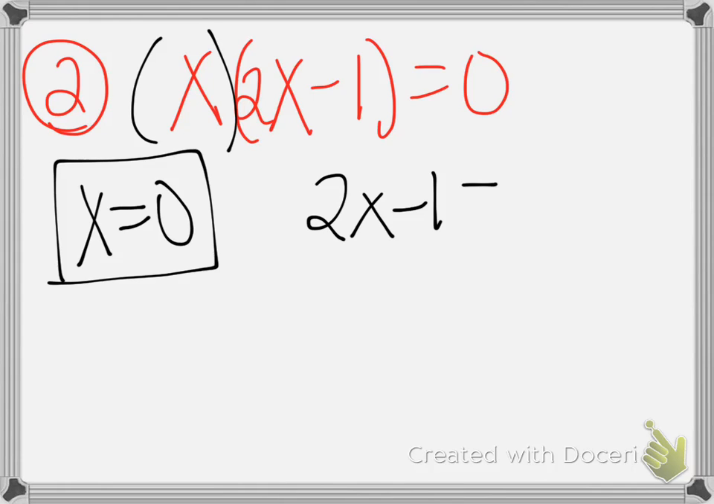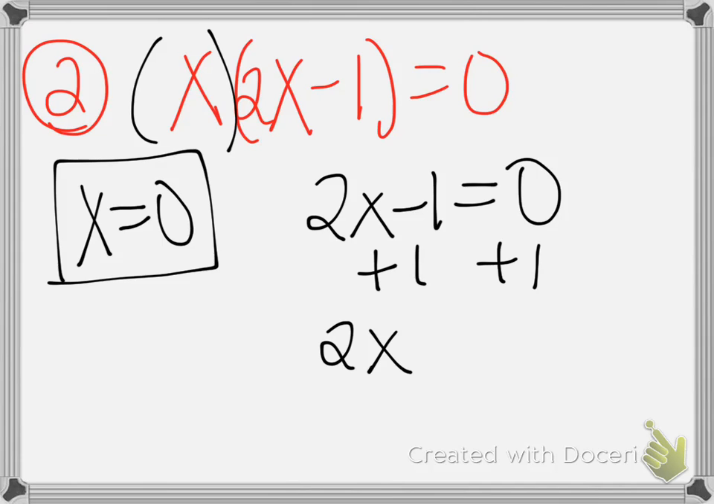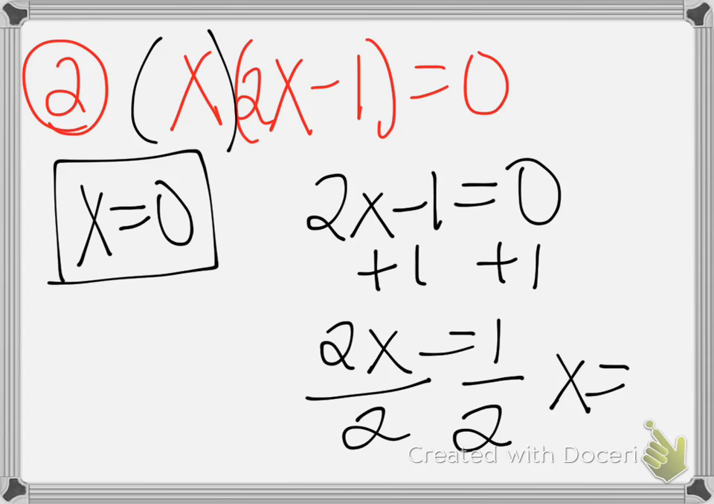We set that other factor equal to 0 when we solve. So we'll add 1 to both sides. 2x equals 1, and now we have to divide by 2. And we get an answer of 1/2 in the end. So our two solutions would be 0 or 1/2.